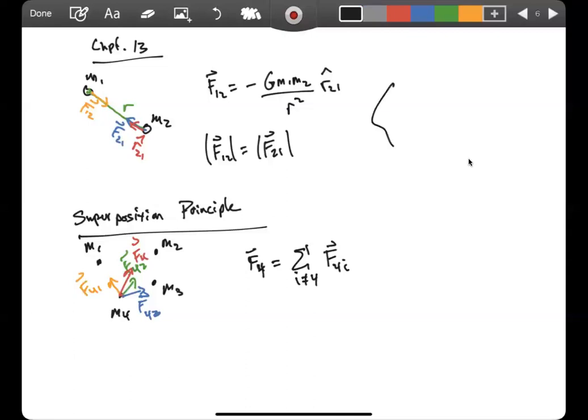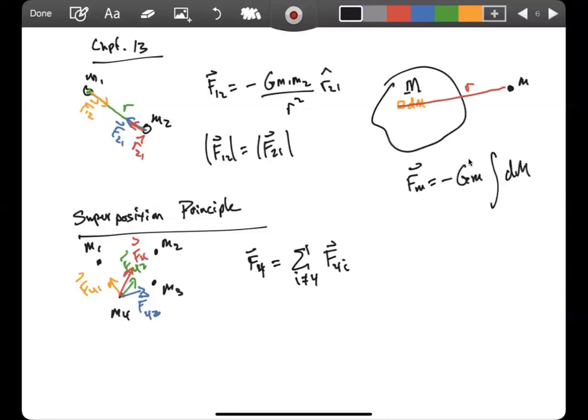And then finally, if I have some sort of continuous object, with a total mass of, say, capital M, and I'm looking at the force of this on a little m, then again, we're going to chop this thing up into a small piece dm. So here's my dm, which is some distance r away from little m. This says that the force on m is equal to minus G times m times the integral of dm, all divided by r squared in the r hat direction. And again, dm is exactly the same dm as it was before. So this is what happens when I have a continuous object.